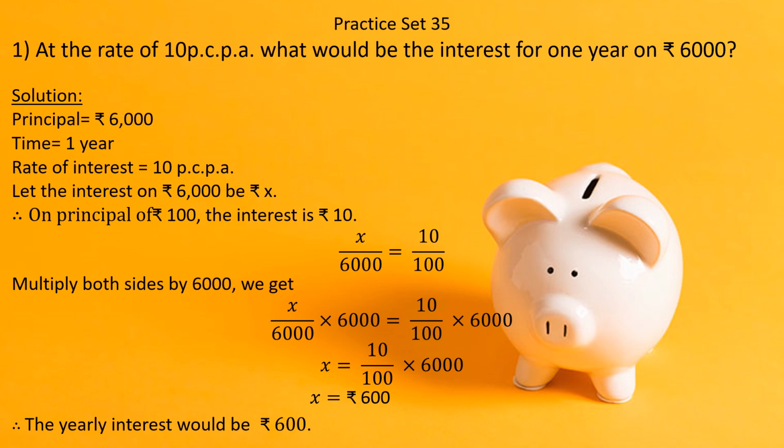Very good. So here we don't know the interest. So as usual, we have to assume the interest on rupees 100. So for 6,000, interest will be X, but for rupees 100, interest will be 10. So X by 6,000 equals 10 by 100. Multiplying 6,000 on both sides, we get X equals rupees 600, which is the interest that is to be paid yearly.